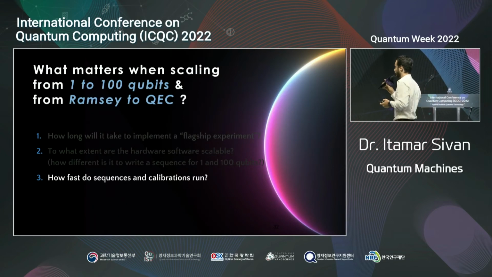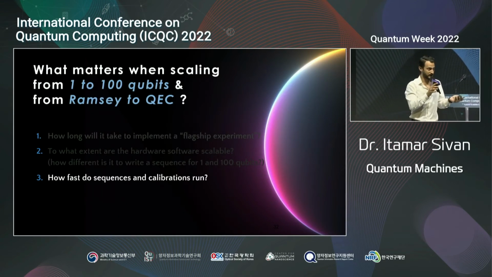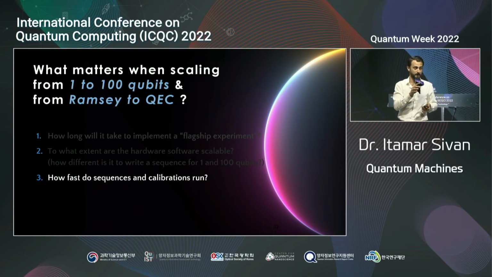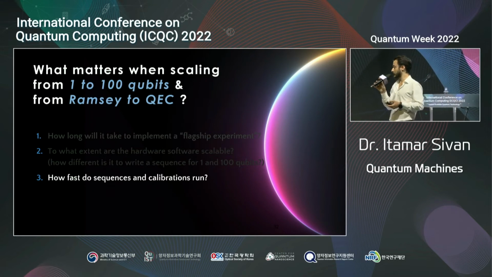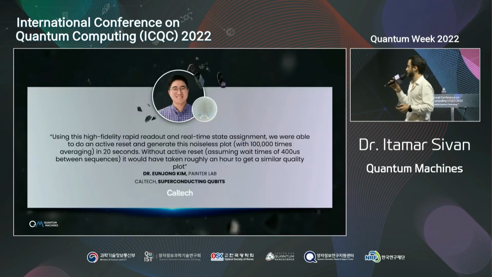So let's talk a bit about how fast sequences and calibrations run. I hope that many of you are experimentalists and can understand how important this aspect is, because you can spend 99% of your time just calibrating, and 1% of your time measuring something which is of physical interest.